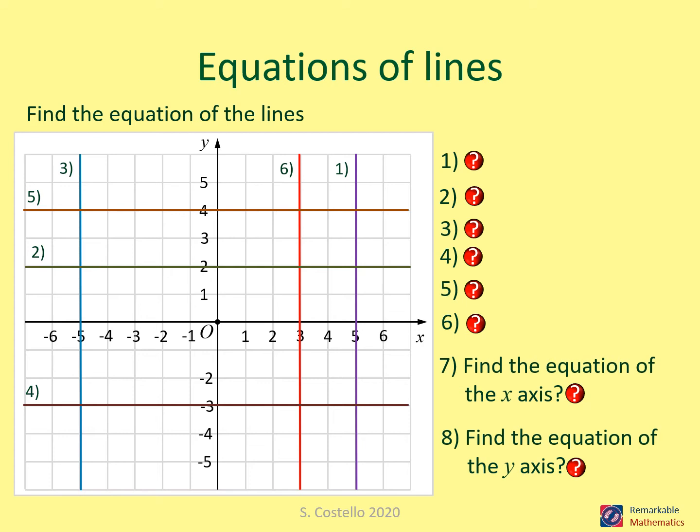Right, hopefully you didn't find that too much of a struggle. So for question 1, you have the line x equals 5. For question 2, we have the line y equals 2. For question 3, we have the line x equals -5. For question 4, we have the line y equals -3. For question 5, we have y equals 4. For question 6, we have the line x equals 3.